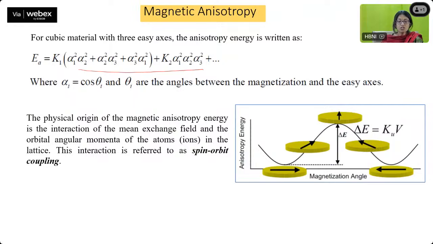The physical origin of the magnetic anisotropy energy is the interaction of the mean exchange field and the orbital angular momentum of the atoms or ions in the lattice. And this interaction is referred to as the spin-orbit coupling. Okay, so this is how it is going to look.